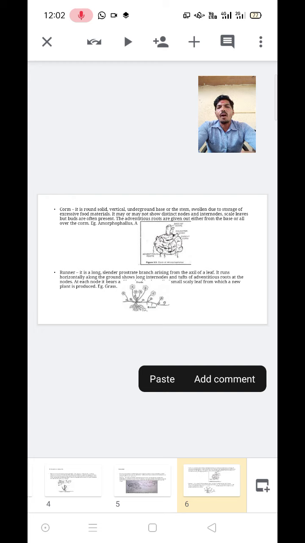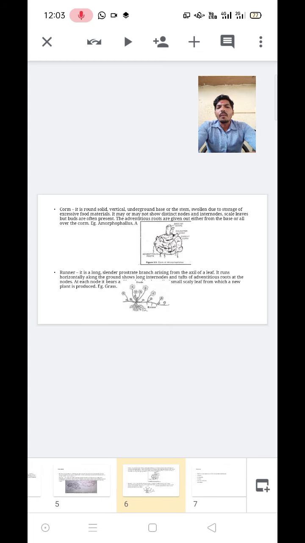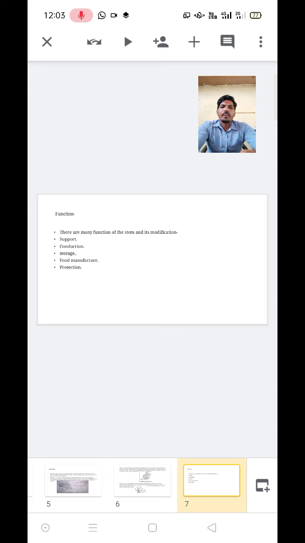Another stem modification is the runner. It is a long, cylindrical, prostrate branch arising from the axil of a leaf. It runs horizontally along the ground, shows long internodes, tufts of adventitious roots at the nodes, and small scaly leaves. From each node a new plant is produced. An example is grasses. These are the modified parts of stems.